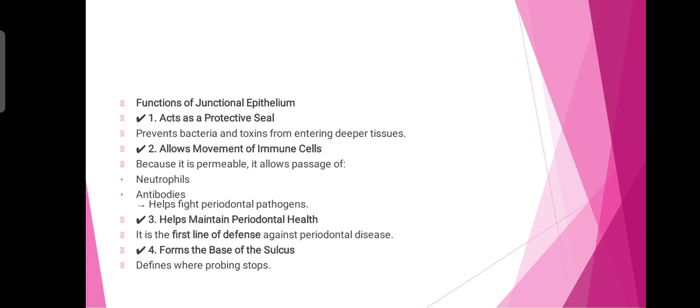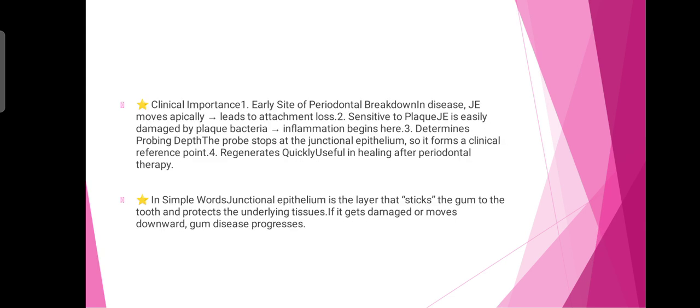It allows movement of immune cells. It helps maintain periodontal health. It's the first line of defense. It forms the base of the sulcus. It defines where probing stops. It is an early site of periodontal disease breakdown. Junctional epithelium is clinically important because it moves apically when periodontal breakdown starts, and it is easily damaged by plaque. Inflammation begins at this area, and it helps to determine probing depth also.